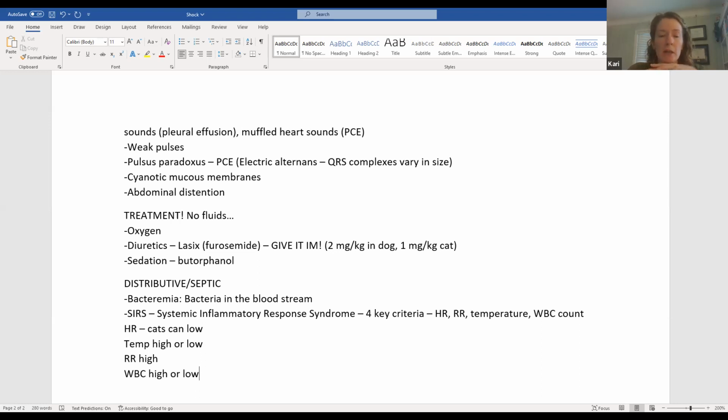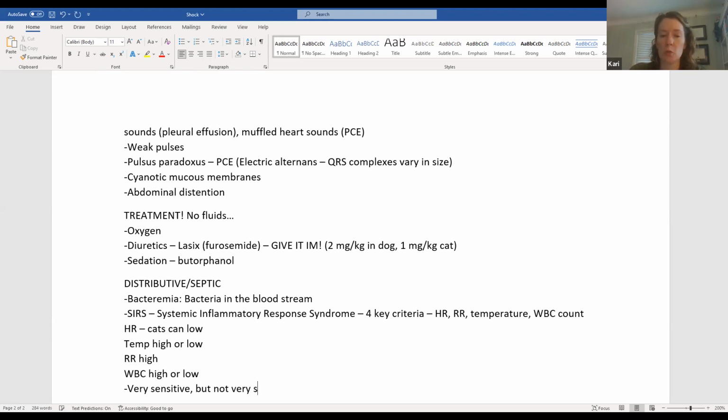The important thing to recognize here is that this is a really general definition. So it's very, very sensitive, but not very specific. If I went outside right now and ran around the block and came back, I probably would meet the SIRS criteria, right? My heart rate would be up, my respiratory rate would be up. It's kind of cold out. I don't know what my temperature would be.